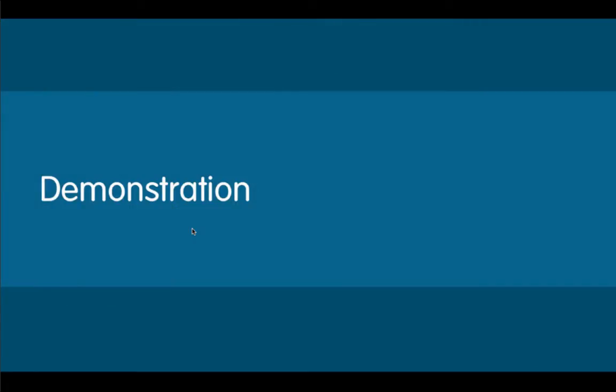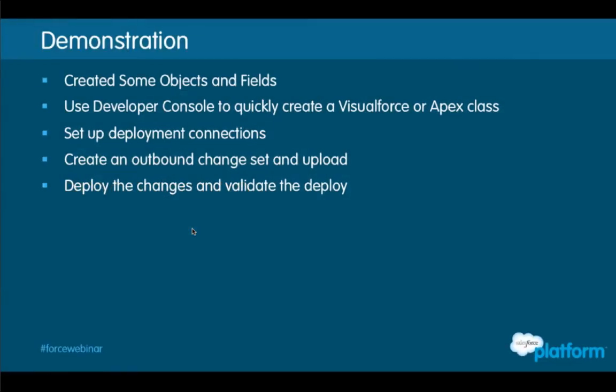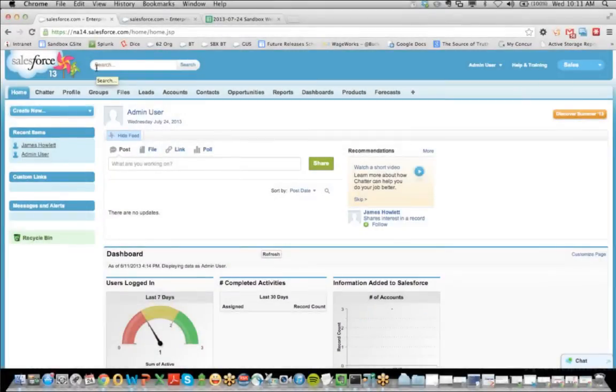So let's get into our demonstration. In the first part of our demonstration, we're going to use a Sandbox to create some custom objects, Apex classes, and Visualforce pages. And then we'll walk through how to use change sets to upload the changes to the production org and then deploy them so they take place for use in your production org. Let's switch over to our browser.